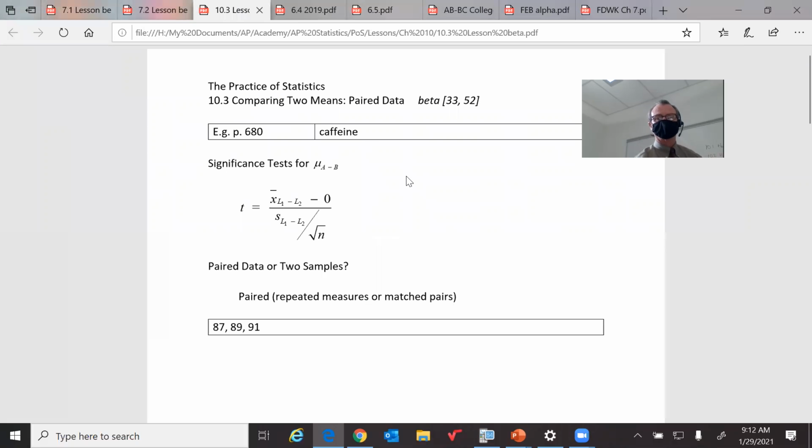So that's what you're being asked. Here's the T-score. The numerator is how far you are from zero. The step divided by the square root of the sample size. And then here's the question, is it paired or two samples? So you're doing 3 problems. We're going to pause the video and send you to 87, 89, and 91.